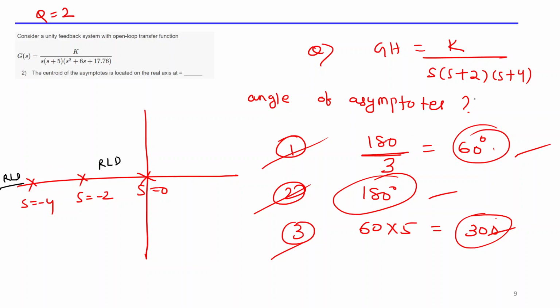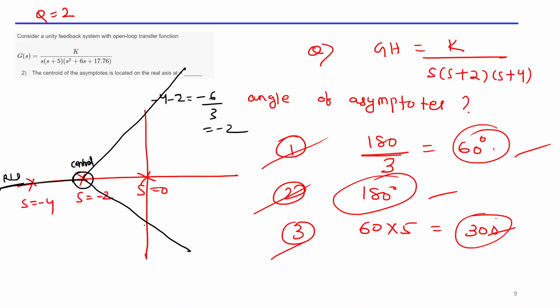Then you find out the centroid. Centroid is nothing but summation of real part of poles minus summation of real part of zeros divided by P minus Z. So I'm saying minus 4 minus 2, the minus 6 divided by 3 is minus 2. So this minus 2 is nothing but my centroid. And at this centroid, you have to draw your angle of asymptotes. So one will go at 60-degree angle, another will go at 180-degree, another will go at 300.